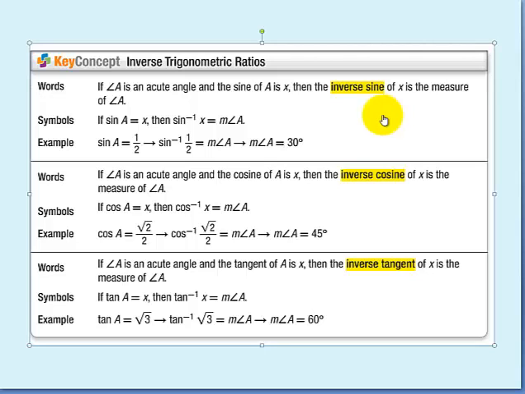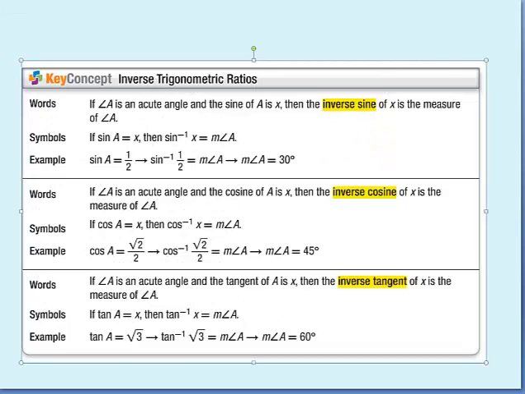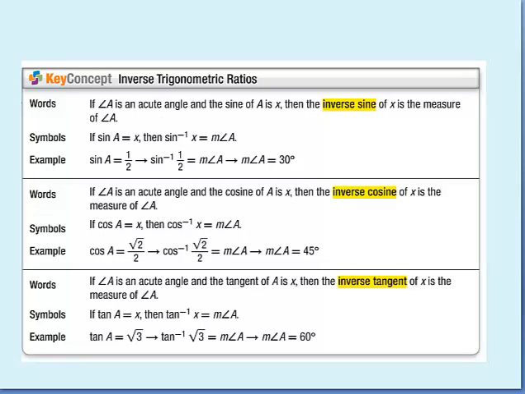Now, the notation. Our notation was sine theta is equal to opposite over hypotenuse. Now, this time we have answers for opposite over hypotenuse. So in this case, I'm going to say 1 over 2. We want to find the angle.